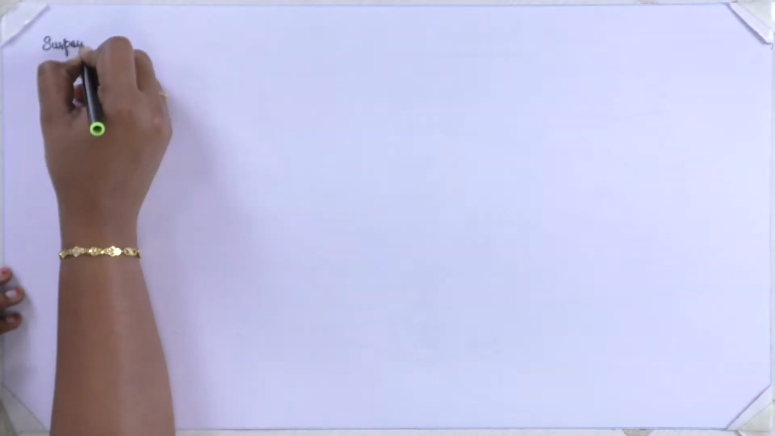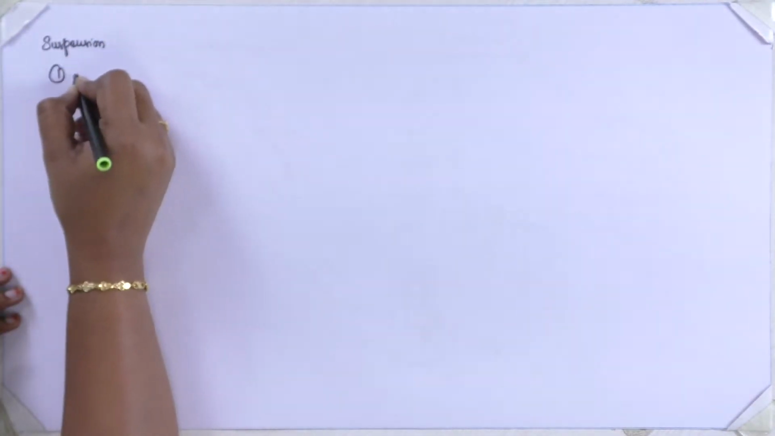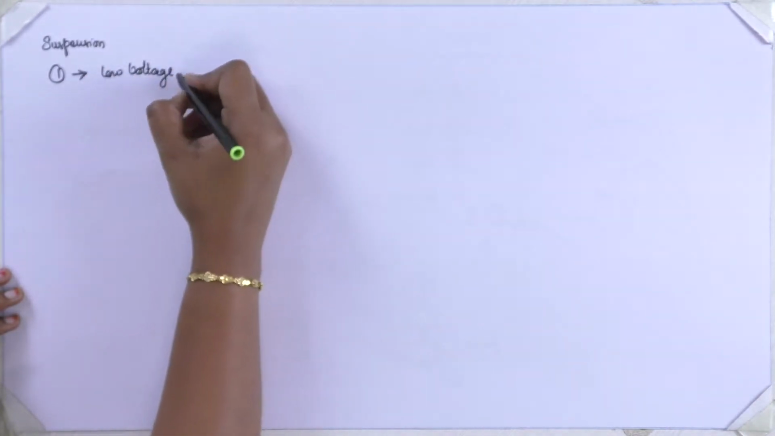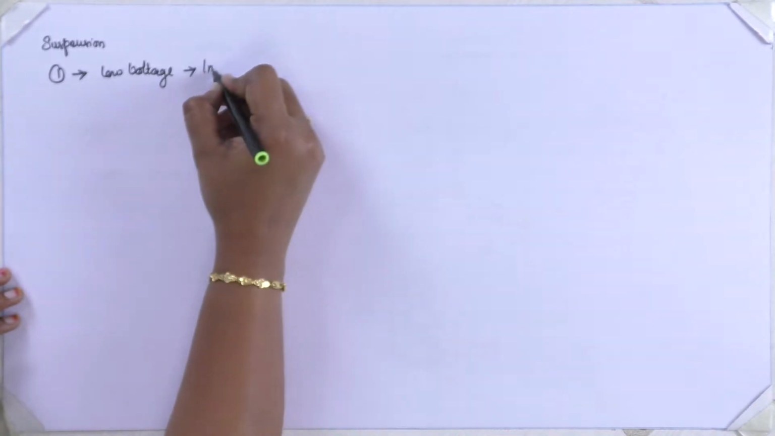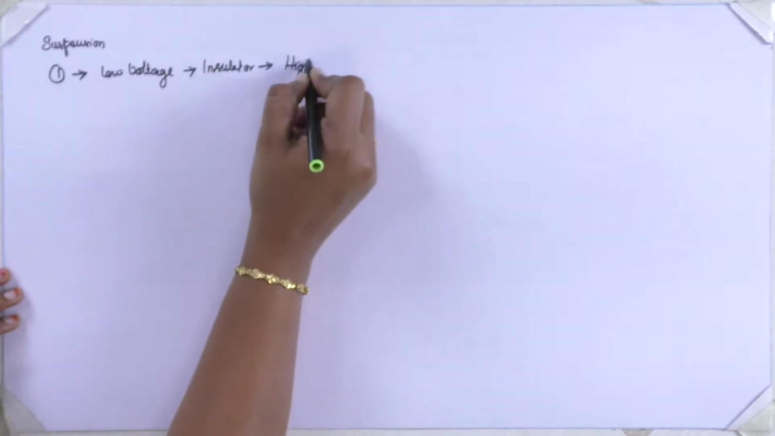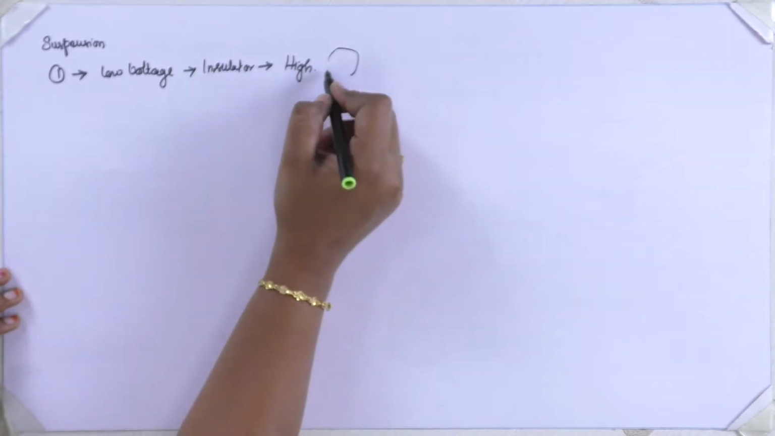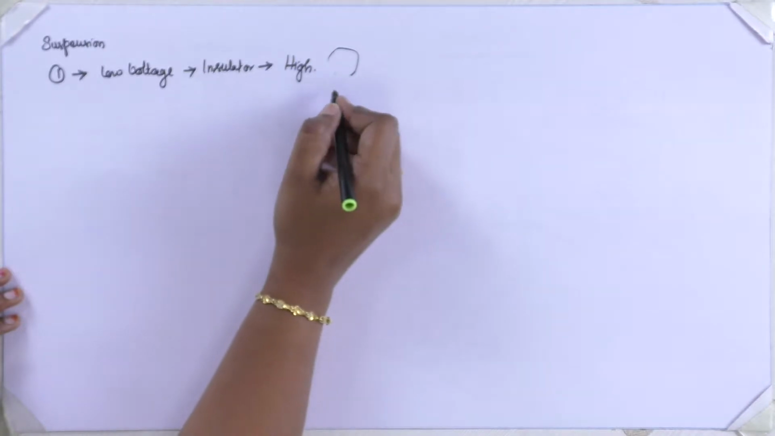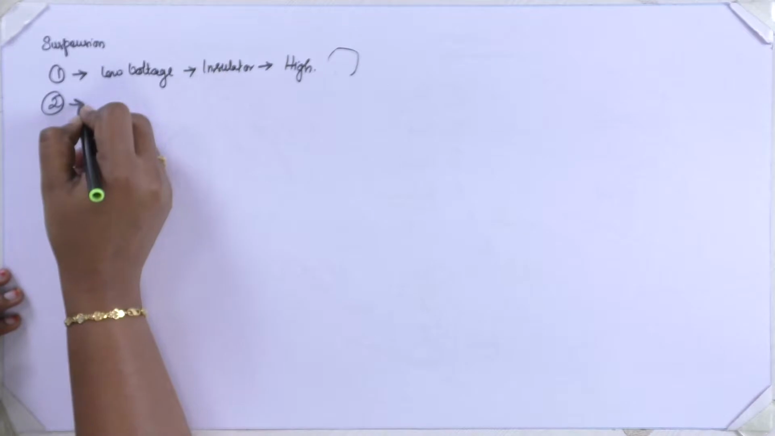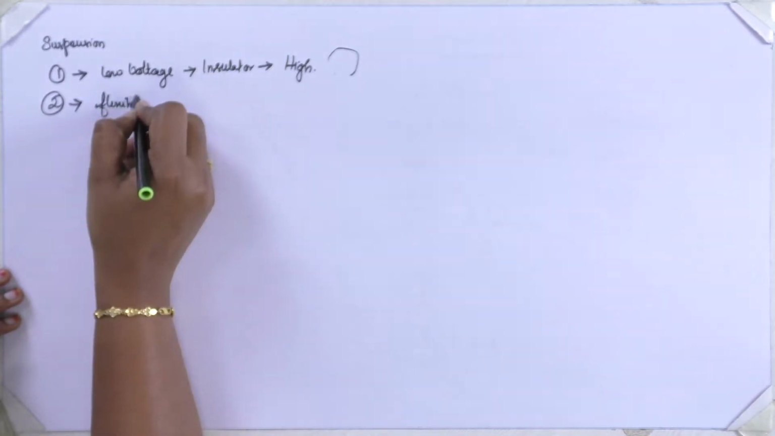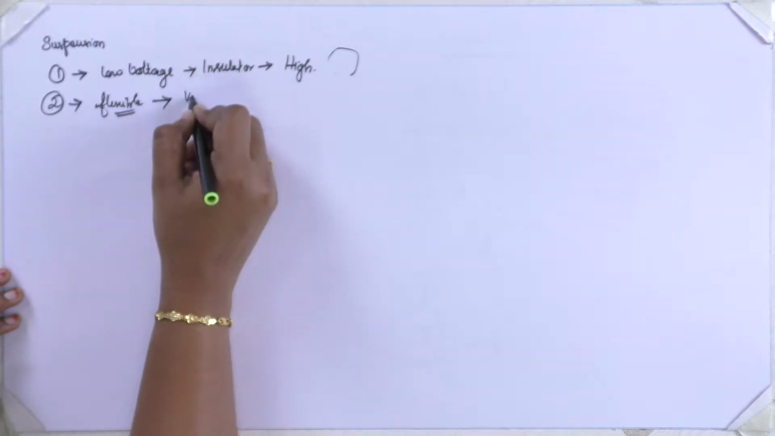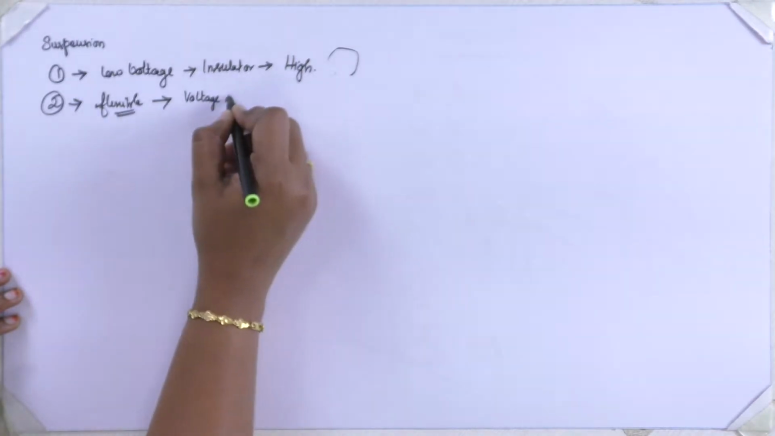For the suspension type insulator, the main advantages are, first, we manufacture the insulators for low voltages, and by series connection we can achieve high voltage. Not one particular insulator is defined for the high voltage; there is a series of low voltage insulators connected in series to achieve the high voltage. Second, it is flexible when compared to the pin type insulator. Due to this flexibility, voltage stresses will be reduced.